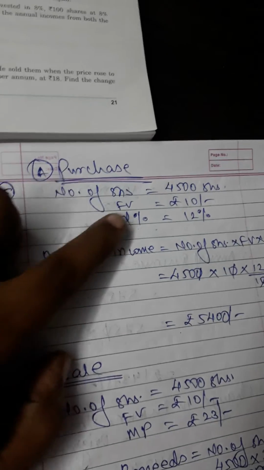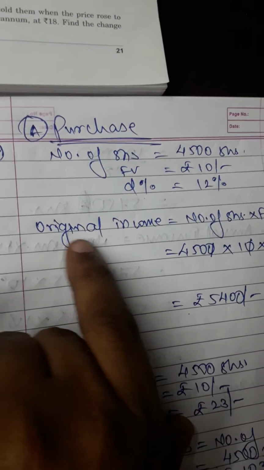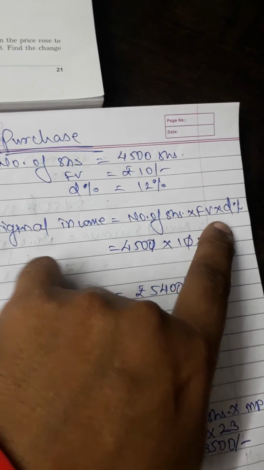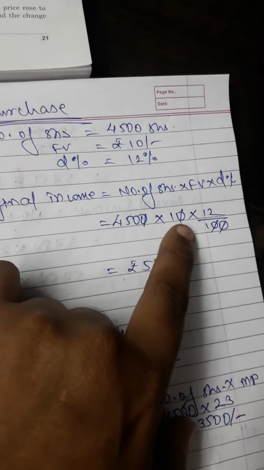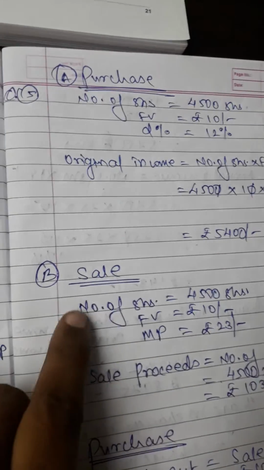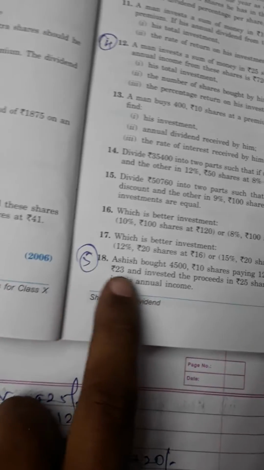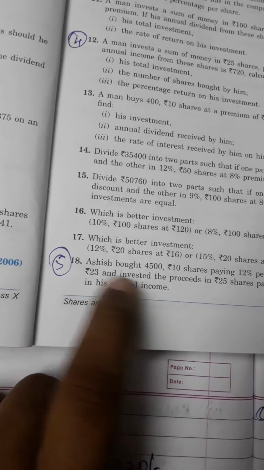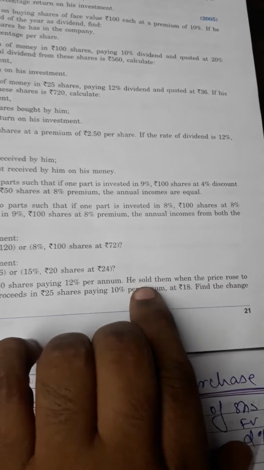First A part, number of shares is given, face value is 10, D percent is 12%, original income is equal to number of shares into face value into D percent. Substitute the value, 4,500 into 10 into 12 upon 100, you will get 5,400. Now second part, if he sold them when the price rose to 23 and invested, from this word invested means again purchase, but we have to calculate only sale part.